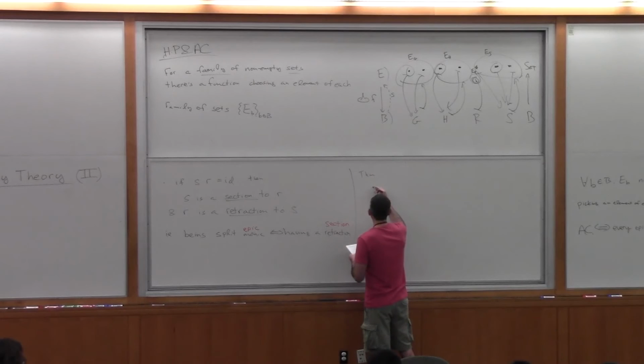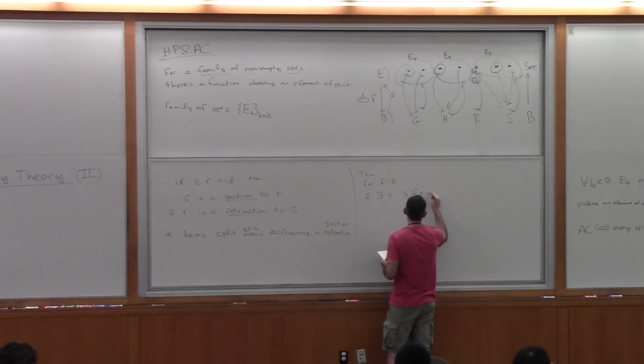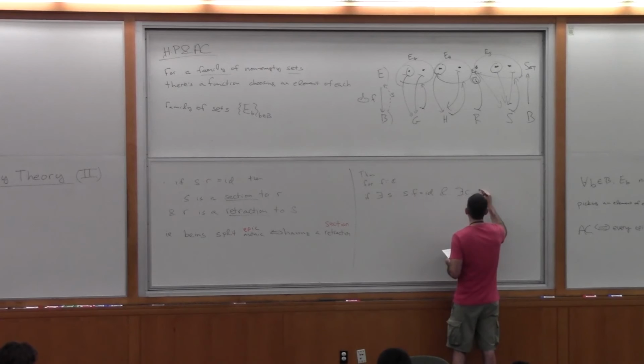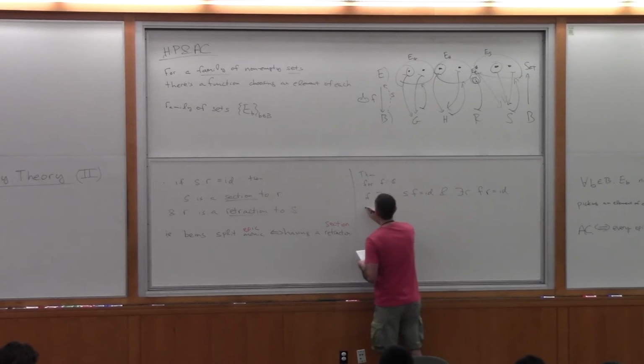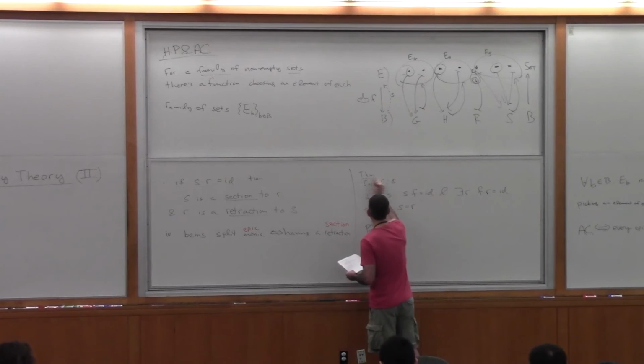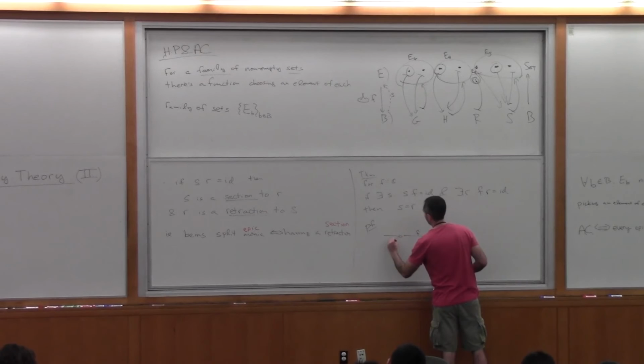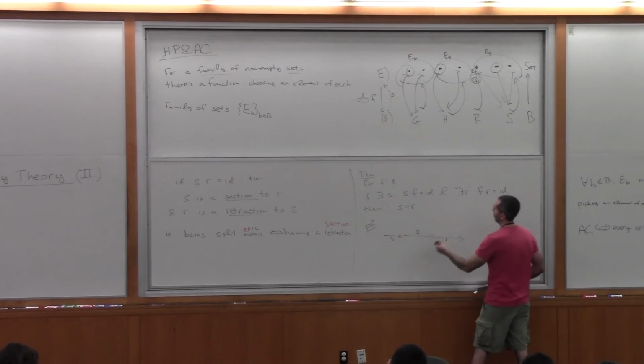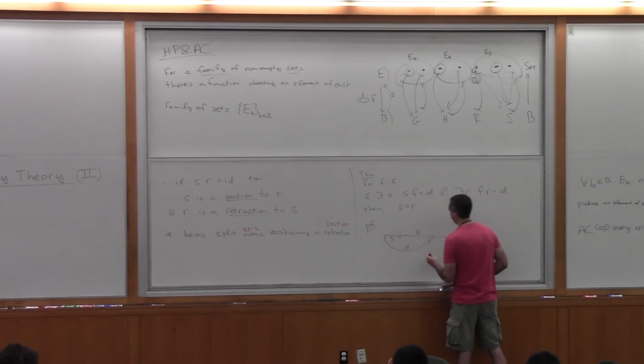Okay? So in other words, for an arrow F, if there is an S such that S followed by F is the identity, and there's an arrow R such that F followed by R is the identity, then S equals R. Okay, the proof is just a picture. Let's just draw what we have. Here's F, here's S, here's R. By assumption, S followed by F is the identity. And by assumption, F followed by R is the identity.